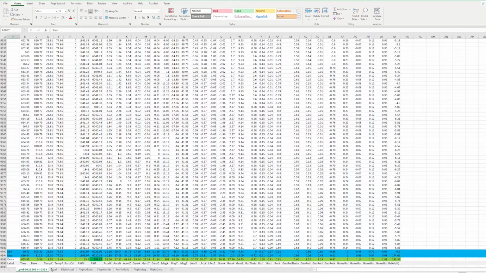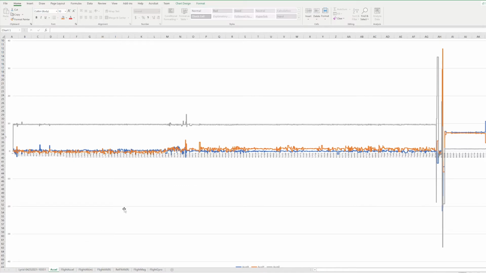Now, continuing on, we'll move on to acceleration to start. This is acceleration over all 9,000 lines of data. You can see around line 8,038 the initial flight. You can see that it lands around 8,209, and then sits there up until just before line 9,000 when we pick it up and start to turn it off.